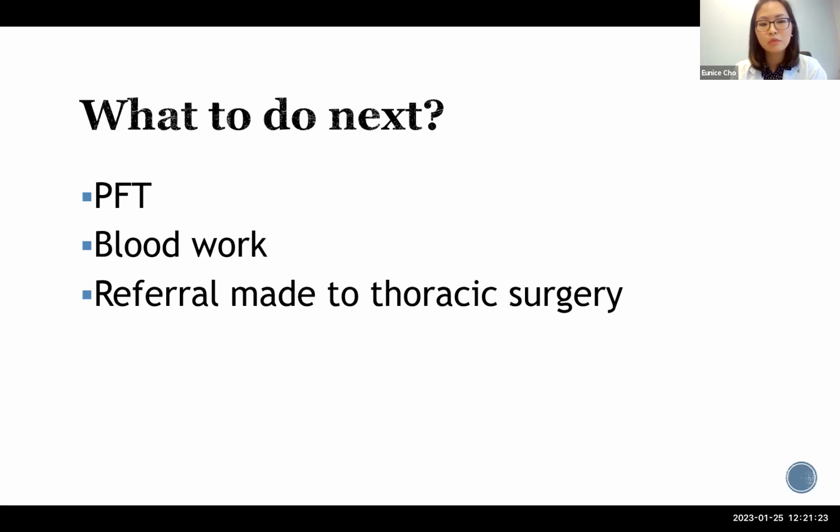I've also ordered some blood work. I found it very strange for a young woman to have diffuse joint pain, and as part of the bullous disease workup, I sent a basic autoimmune panel for her. And I did make a referral back to thoracic surgery just to make sure that there was nothing else they could do to prevent her from having additional episodes of pneumothorax going forward, because she actually lost touch with her thoracic surgeon as she was moving from one city to another.